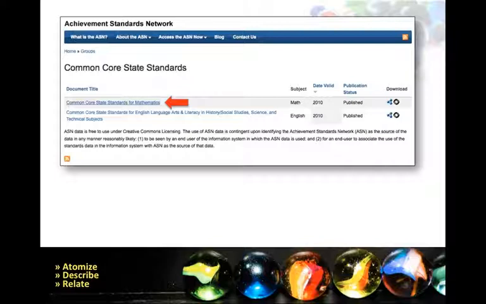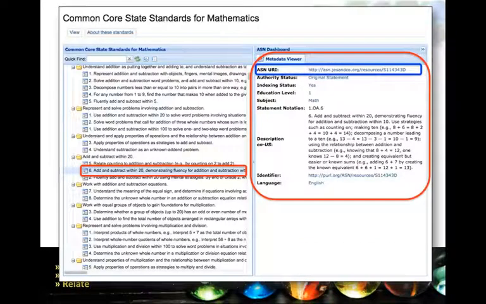I have clicked on Common Core State Standards in the previous menu, and it brings up the two achievement standards documents currently published by CCSS. Standards for mathematics. And if I click on standards of mathematics, I will then be able to view the achievement standards for mathematics in the Common Core.